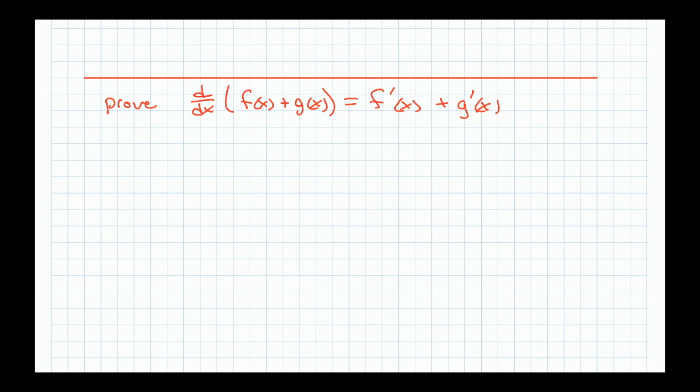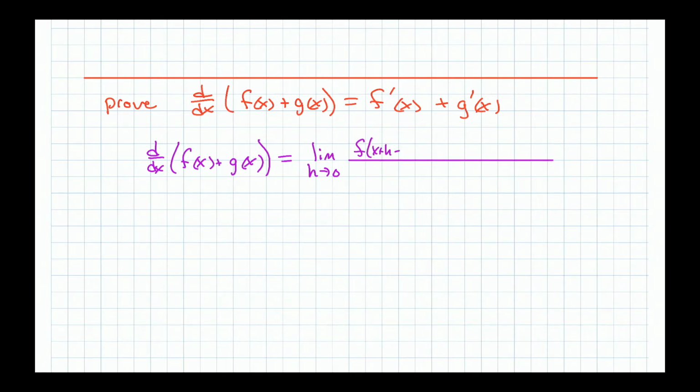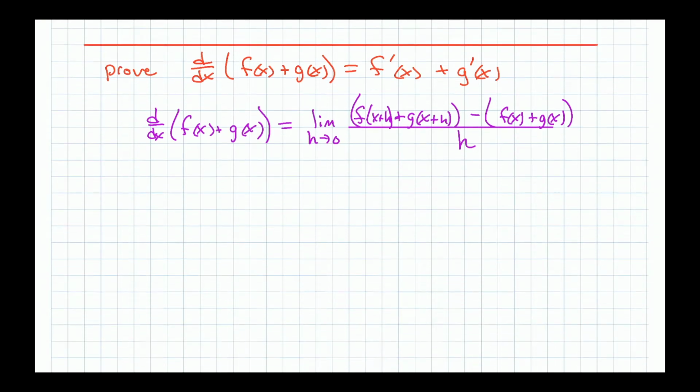So if I say the derivative of f of x plus g of x, that would be, according to the definition of the derivative, the limit as h goes to 0 of f of x plus h plus g of x plus h. That's your equivalent of just f of x plus h, because we have 2, so we have to put them both in, minus f of x plus g of x, over h. Right? That's what the definition would say.